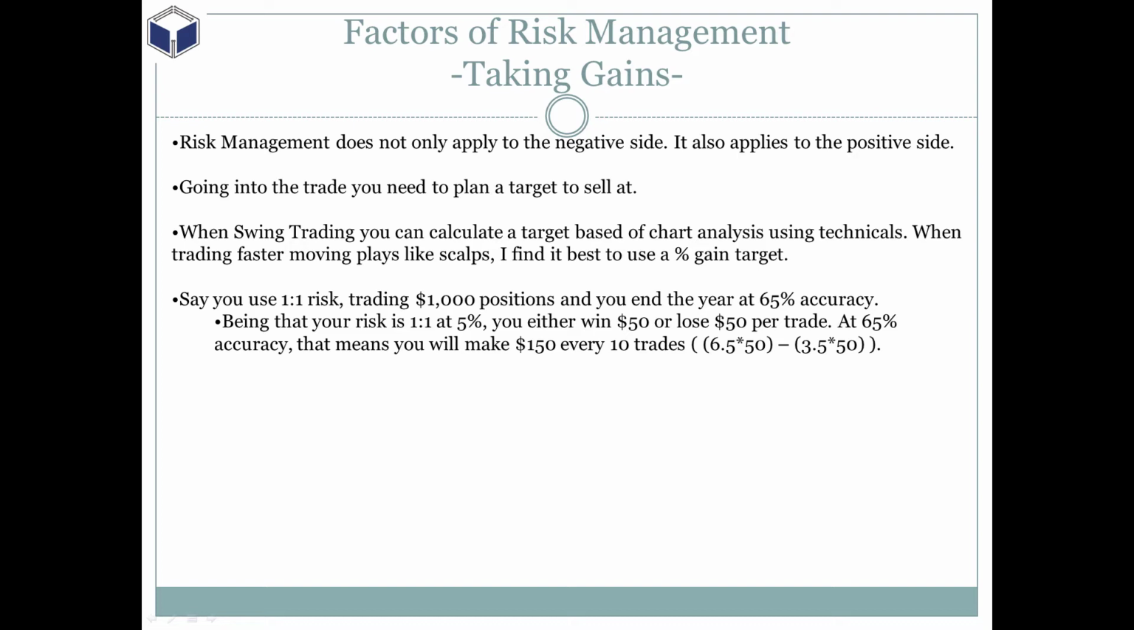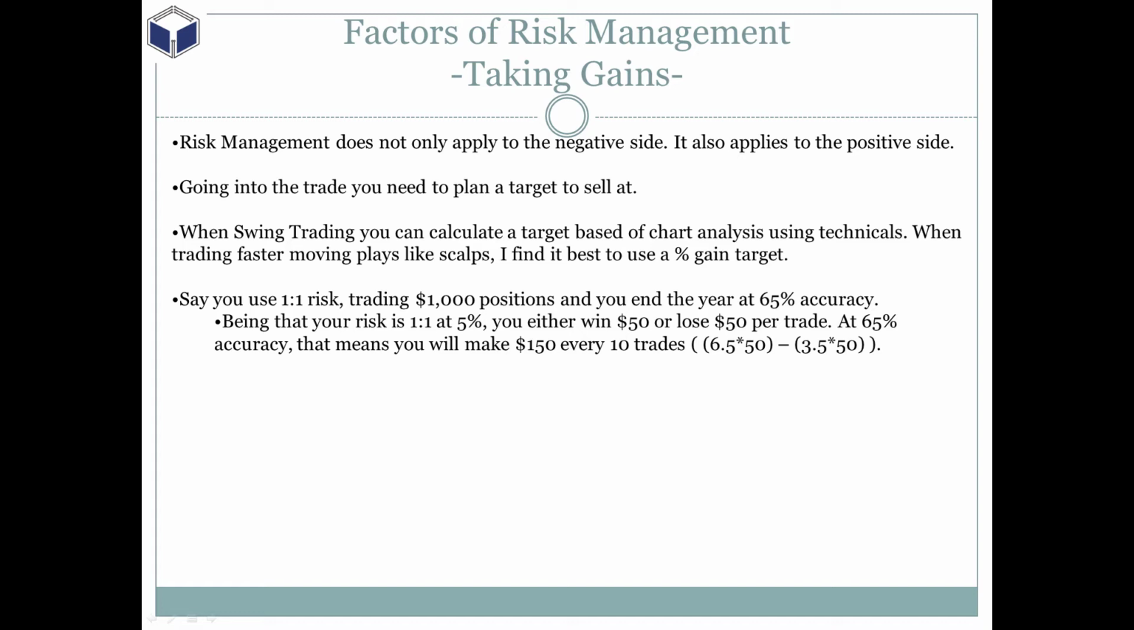A one-to-one risk works very well for scalps, during shorter time frames. So if you're willing to lose 100, then you want to try to get out with a profit of 100. In this example, you either win 5% or lose 5%. Whether you end the year profitable has to do with your trading strategies, and again, not the risk management. So say you use a one-to-one risk trading $1,000 positions. So we're using 10% of our portfolio with that $10,000 initial example we talked about before.